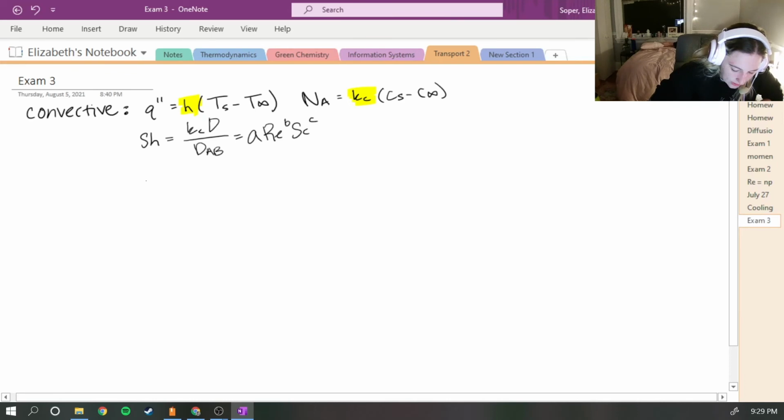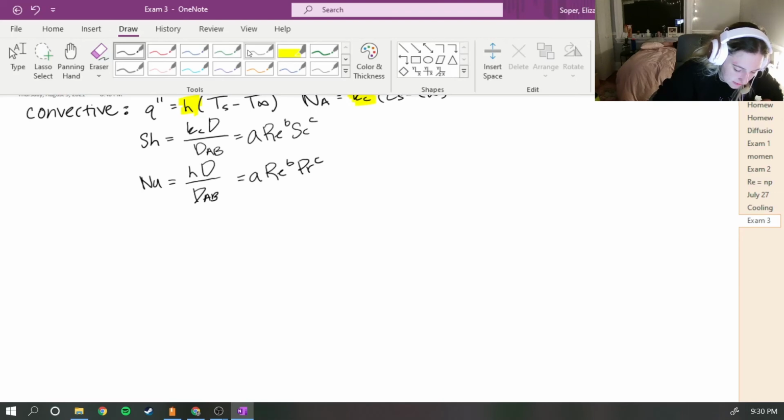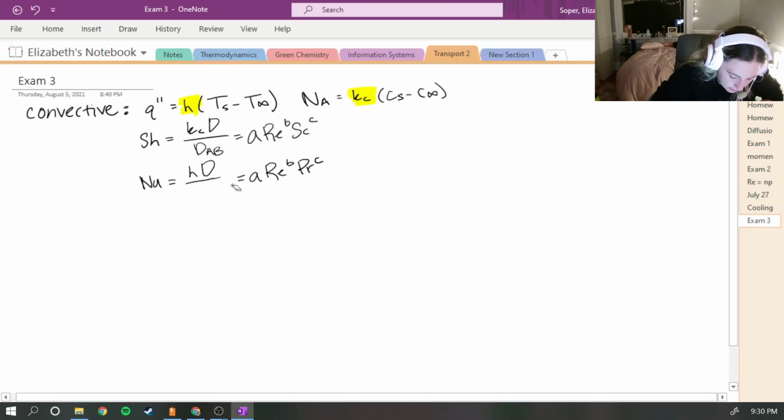And then we can also look at the Nusselt number because it's really similar to the Sherwood number. It equals the coefficient A times the Reynolds number to the B power, and the only difference here is it's times the Prandtl number to the power C. And the Nusselt number is the heat transfer coefficient times the diameter over the mass diffusivity. Or, I'm sorry, it's not over the mass diffusivity, it's over the thermal conductivity.